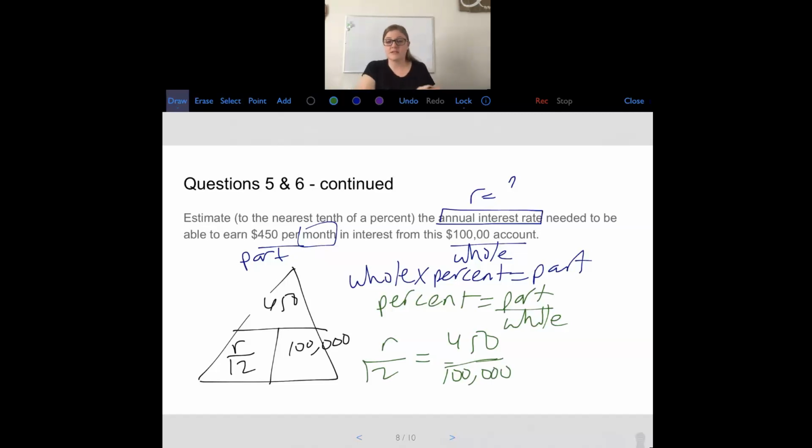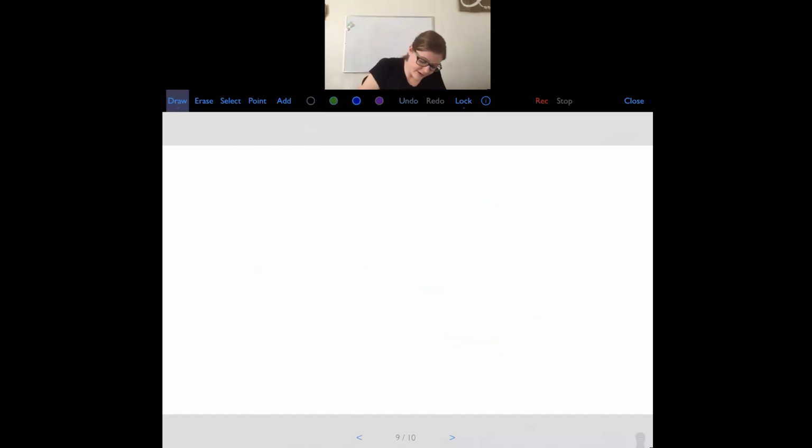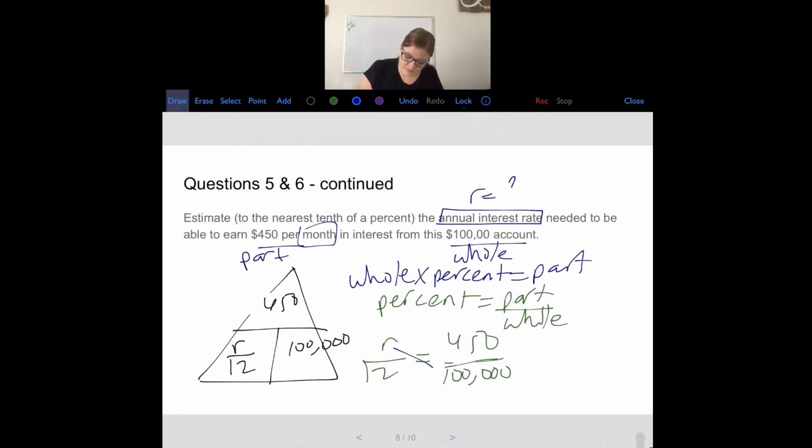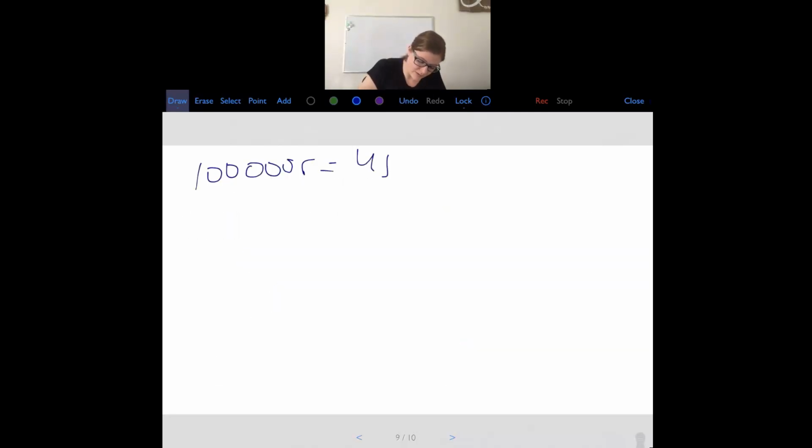Okay, there's different ways to solve this. You can cross multiply, or you can figure out what the right-hand side equals, multiply by 12, and go on from there. If you cross multiply, you would get R times 100,000 equals 450 times 12, which would be 5,400.